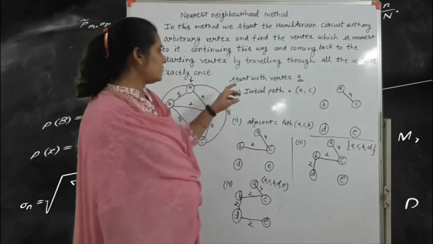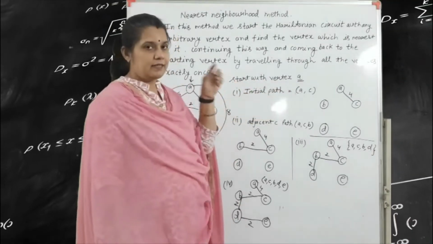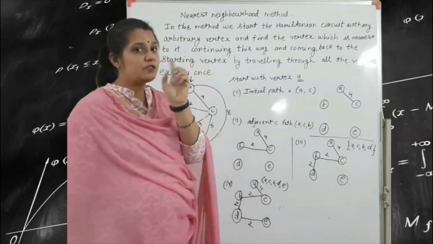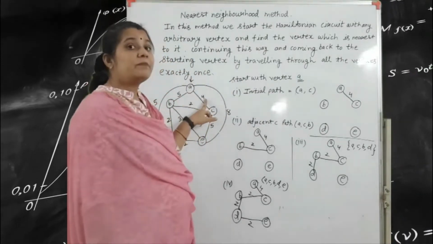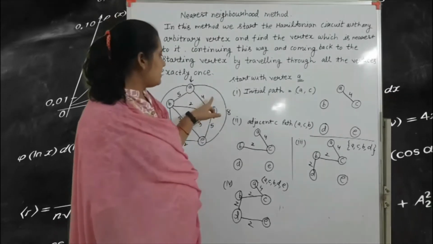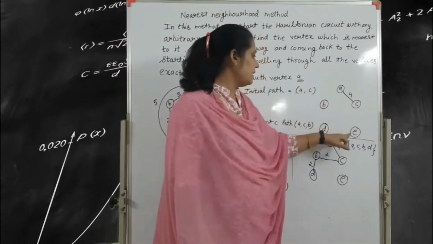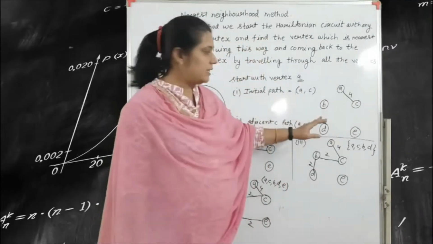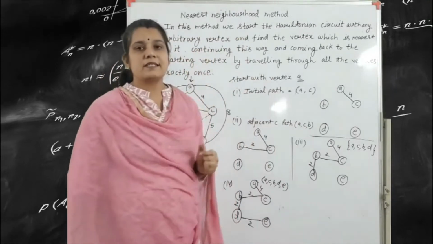Starting with the vertex A, the initial path, from the starting vertex to the second vertex, is A to C, because 4 is the minimum distance. So we write here A to C. We draw all the vertices A, C, B, D and E, and our first path is A to C. Total distance is 4.